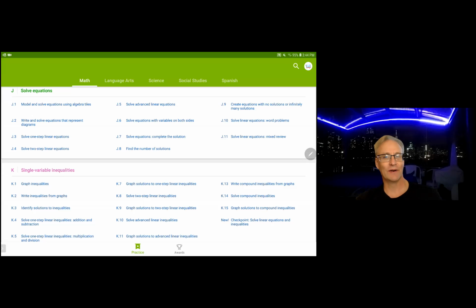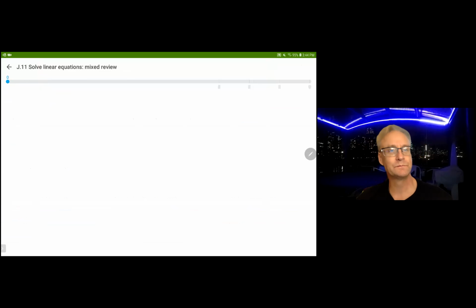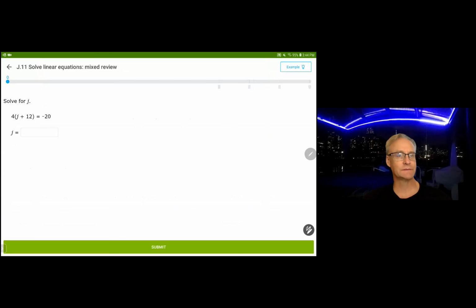Hi, everybody. We're going to start on the final section of solving equations from Algebra 1 IXL. This is J11. We're going to solve linear equations. It's a mixed review, so there'll be different kinds of problems in there. Hopefully they'll mix it up from the whole section, and it looks like fun. So let's get started. Let's see what they got for us.